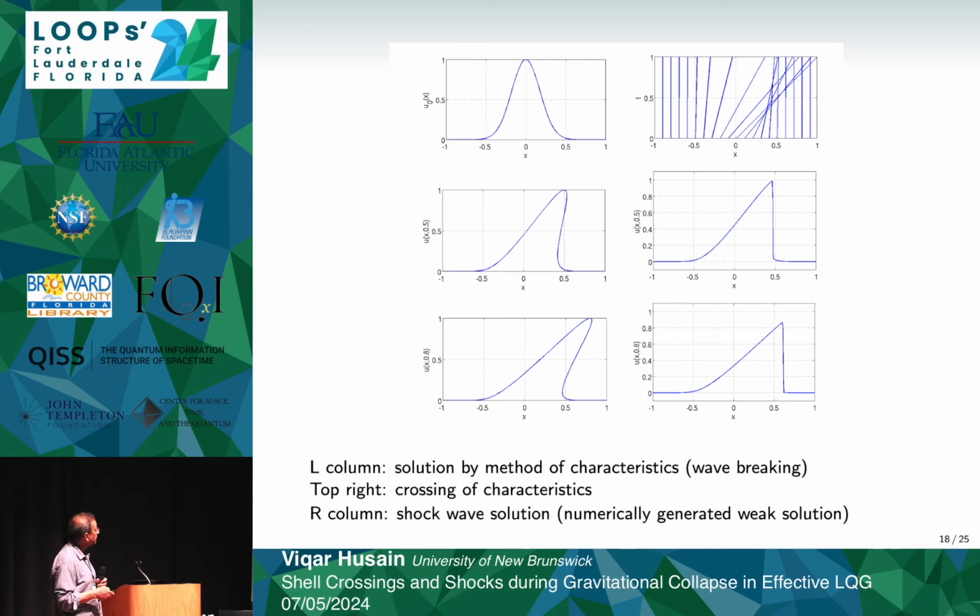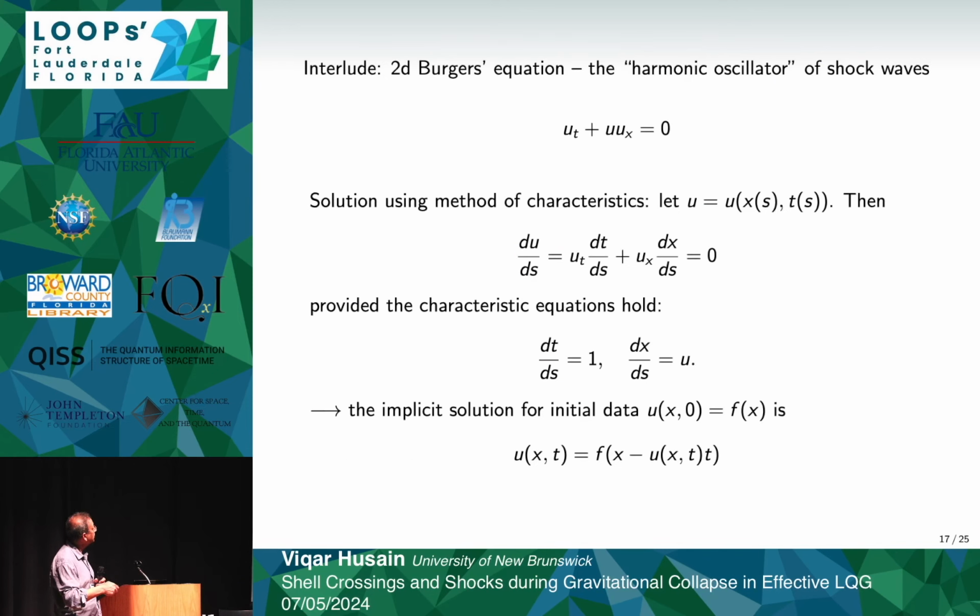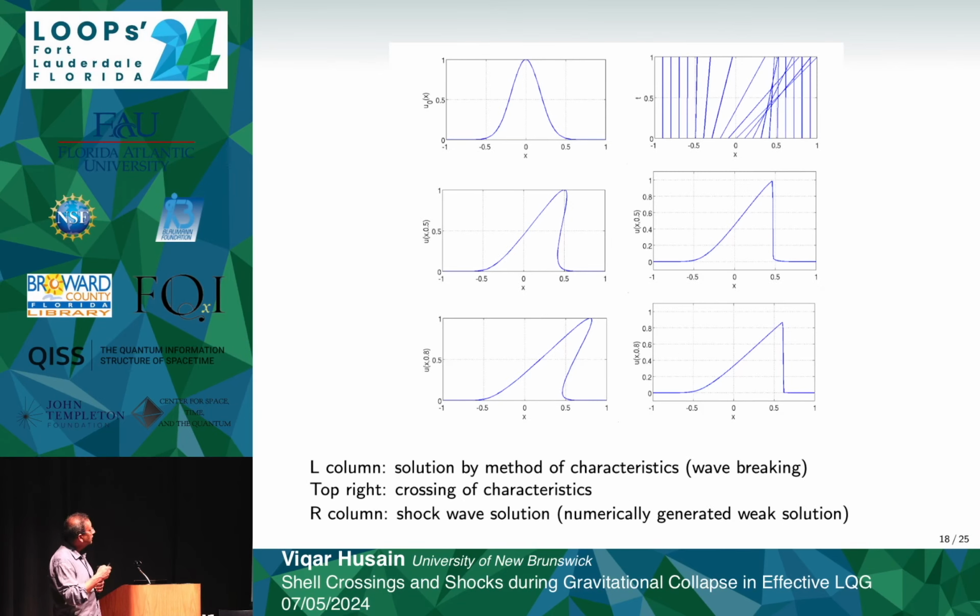So this is the end of this prelude. So let me just quickly summarize. There's a PDE. It's got these solutions. And clearly, the left column is not suitable because it's kind of a breaking wave. So we have to look at the right side and ask, what are the weak solutions?